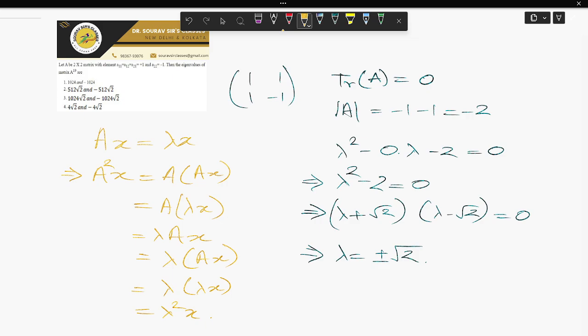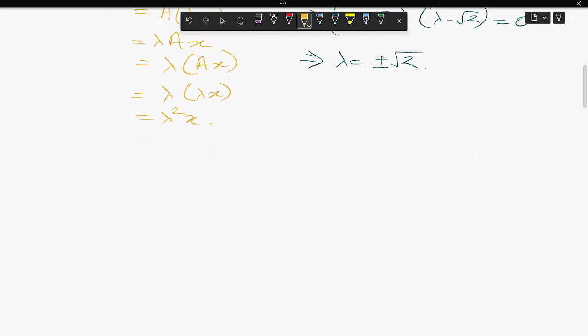So similarly, by proceeding this way or by mathematical induction, we can easily say that A to the power n x equals lambda to the power n x. So easily we can say that.